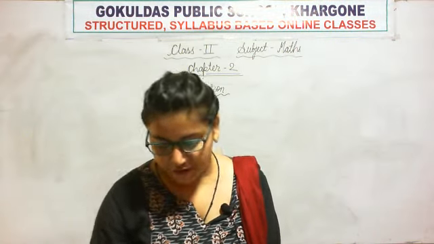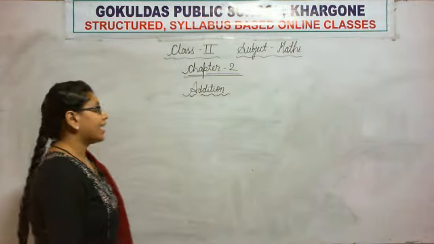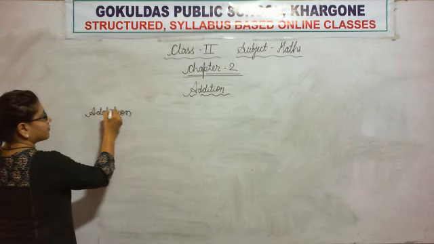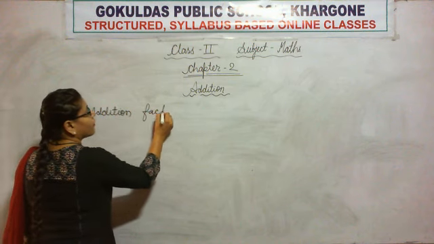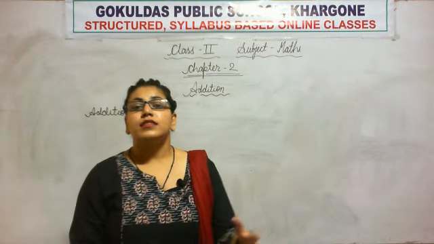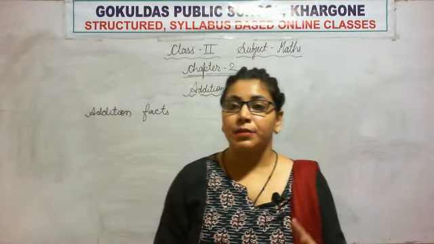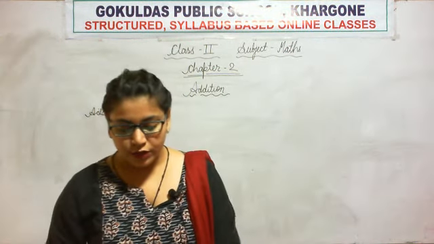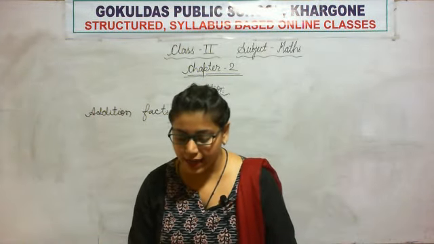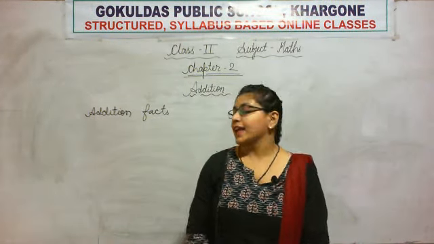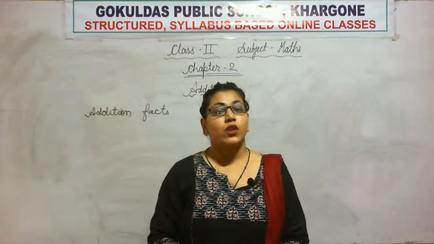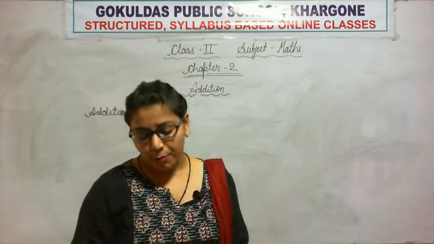Now addition facts. It's time to learn addition facts. Or we can call them properties also. What are the addition facts? They are some properties which the process of addition possesses. Okay. So there are 2 addition properties or addition facts. Number 1 is order property and the second one is zero property. So let's see what those order and zero properties are.